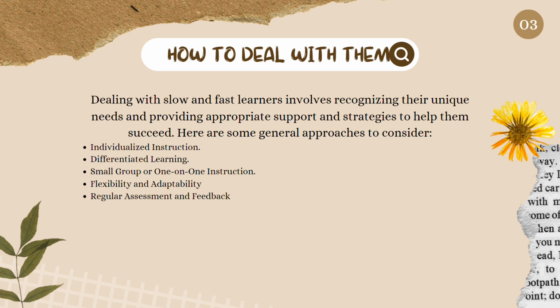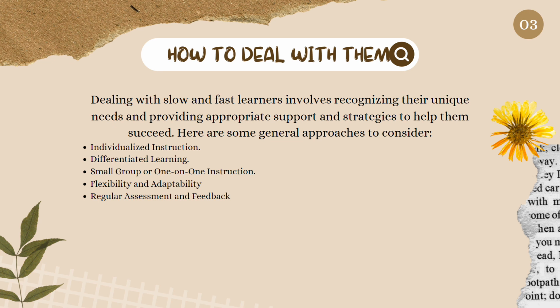Provide extra support and resources for slow learners, such as additional explanation, examples, and practice opportunities. For the second, for the fast learner, implement differentiated instruction to cater to diverse learning needs within the same classroom. For the third, there is small group or one-on-one instruction. Allocate time for individual or small group instruction to address the specific needs of slow learners.